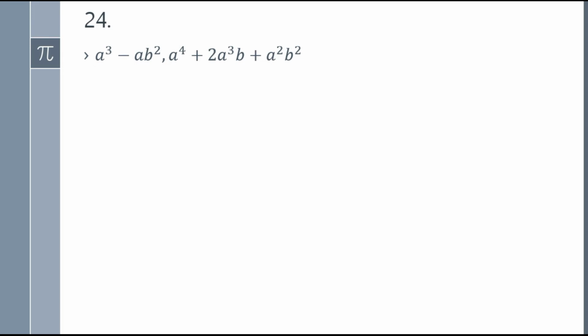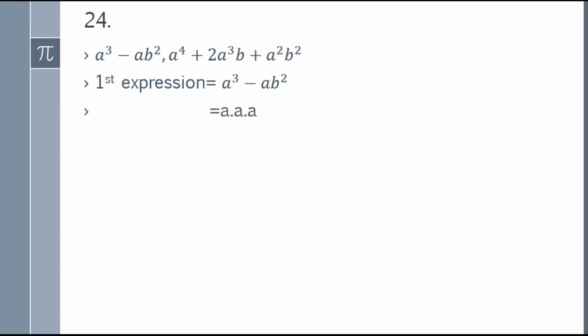Okay, so number 24, there are two expressions: a cube minus ab square, and a to the power 4 plus 2 a cube b plus a square b square. So the first expression, a cube minus a b square. We can't apply any formula here. Just think of it. Is there anything common? Yes, there is something common.